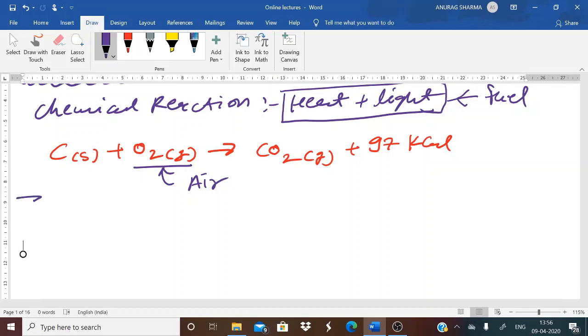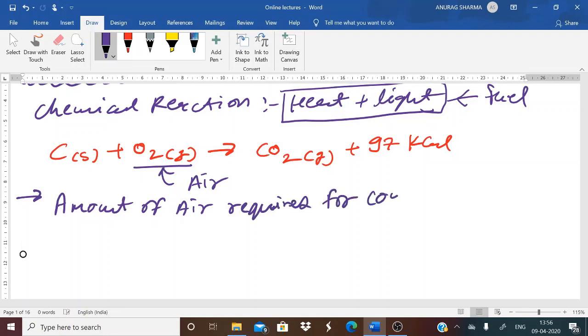In the numericals of combustion, we will calculate the amount of air required for complete combustion. Before we start numericals, some important points which are very useful during numerical problems. So we will discuss these points.